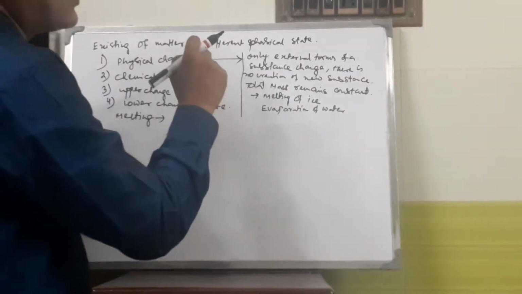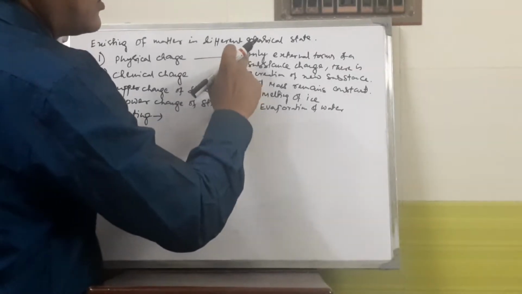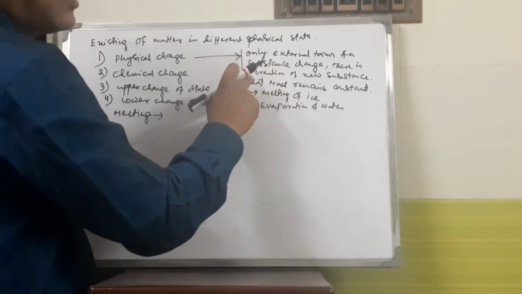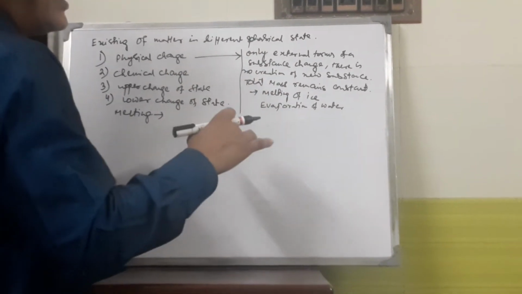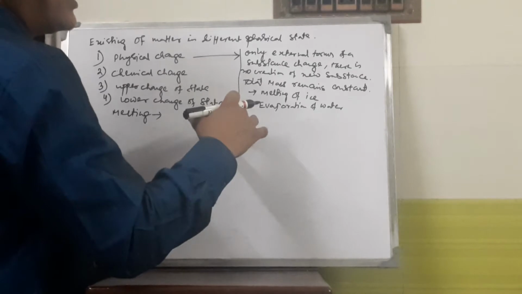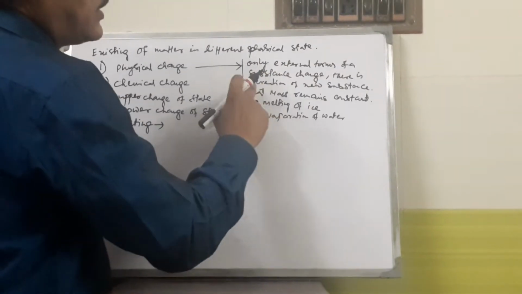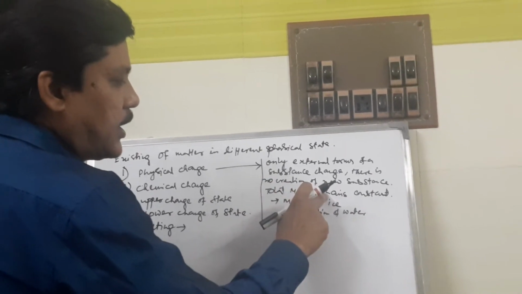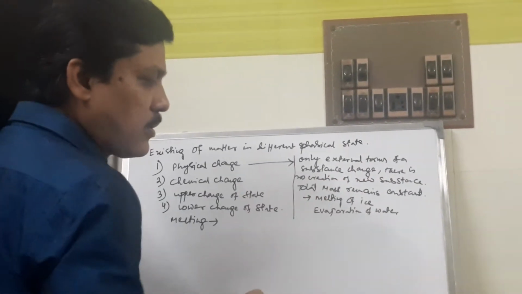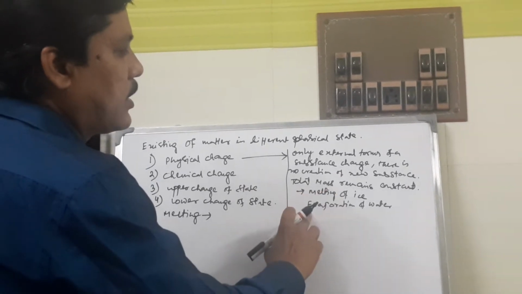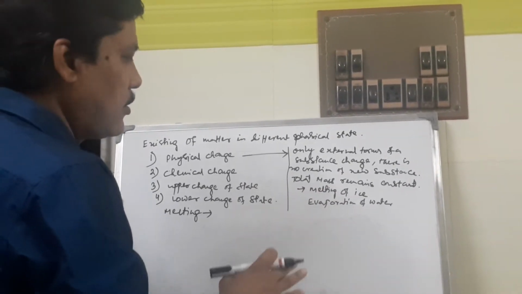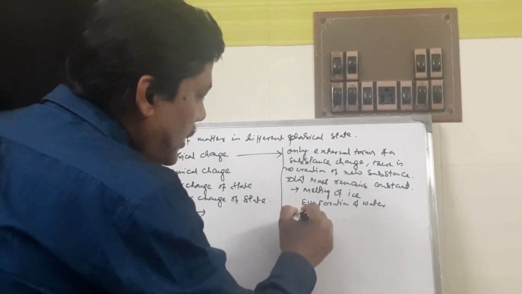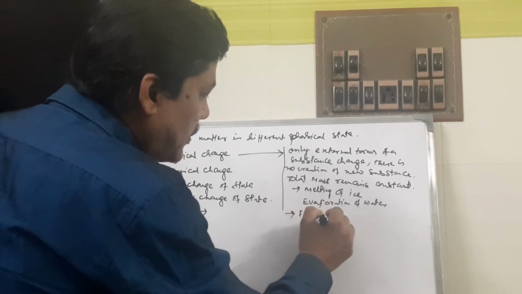So physical change is the change of a matter in which only external forms of a substance, meaning its volume, its morphology, its shape, are changed. There is no creation of new substance, and total mass of the substance before and after change also remains constant. Example is melting of ice and evaporation of water. Like this, a lot of physical changes are there, and these physical changes are related with some physical properties.